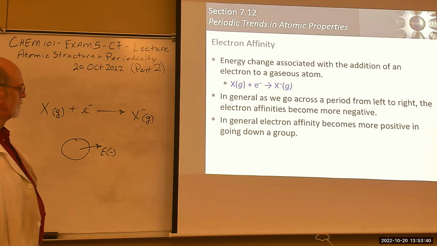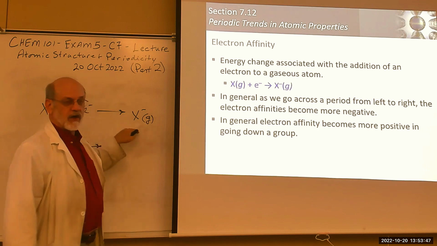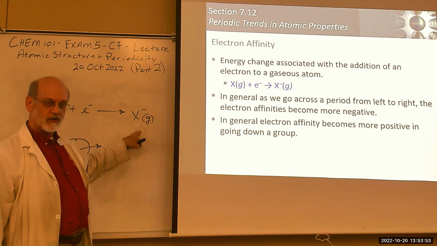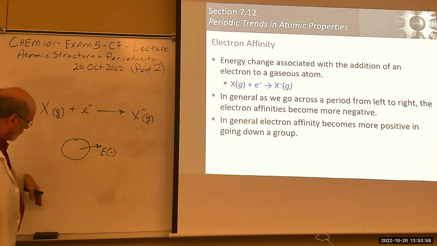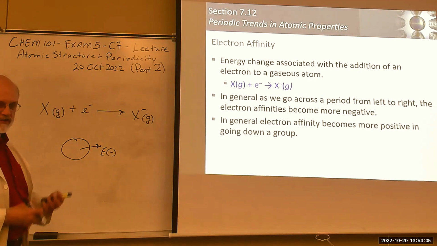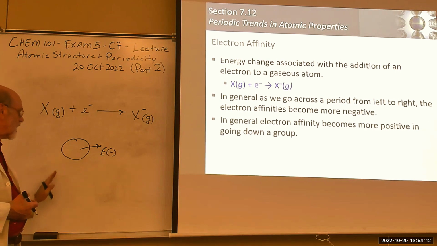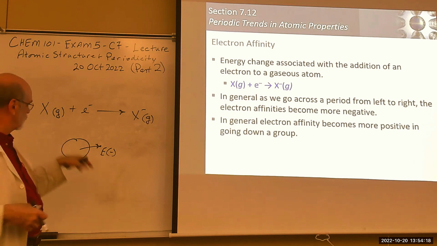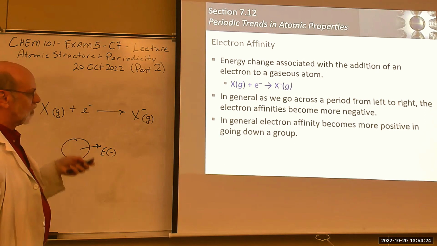Why is that? Well, from left to right, it's the same reason. You've got more protons at a given energy level. So more protons attract any external electrons more strongly. Okay, as you go down, then you have more protons, but they're shielded by core electrons. So there's not as strong an attraction. That's why down, the value becomes more positive. If you go up, it becomes more negative because you have less shielding on the protons and they attract the electrons more strongly. So similar reasons for either ionization or electron affinity.